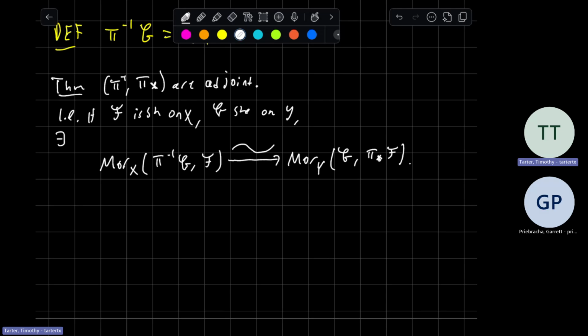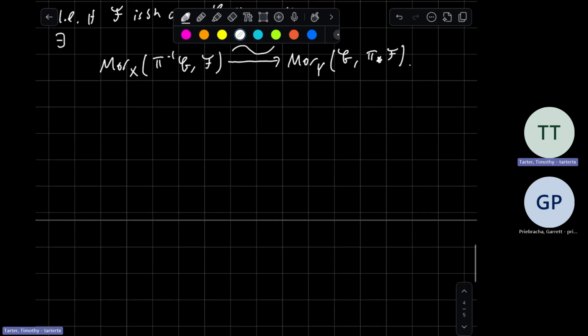And it's natural in the sense that it's functorial in both F and G, which has a long definition.